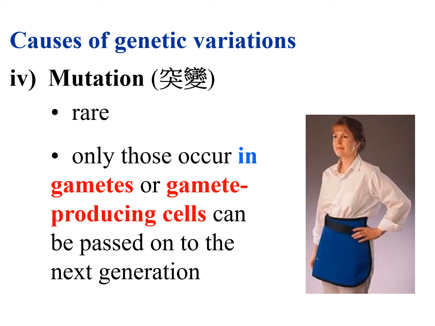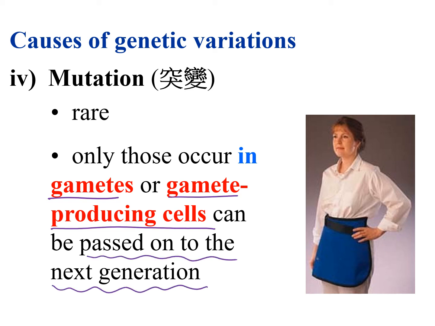Mutation is very rare and only the mutation that occurs in gametes or gamete producing cells such as the testes and the ovary can pass on to the next generation. So showing the diagram here, there's a female. She is wearing a protective coat near her lower body part, which is the place of her ovary. This helps to prevent the ovary, the sex gamete producing cells in the ovary, from getting radiation and prevents mutation.